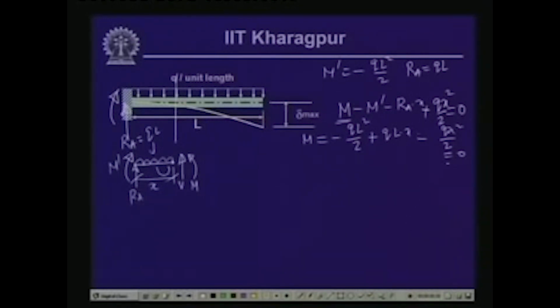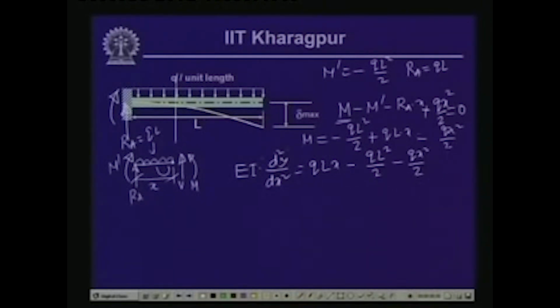Sorry, this is the moment expression. This is equal to the moment. Now, if I substitute the value of the moment in the differential equation, we have EI d2y/dx2 equals the moment, which is QLx minus QL square by 2 minus Qx square by 2.